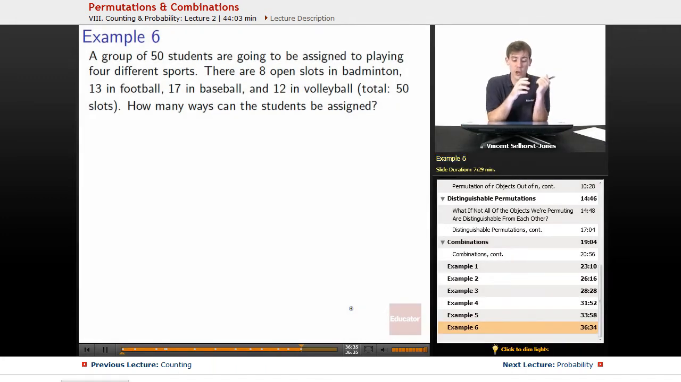Sports. There are 8 open slots in badminton, 13 in football, 17 in baseball, and 12 in volleyball. Notice that makes a total of 50 slots. How many ways can the students be assigned? So we're going to look at this in 2 different ways.